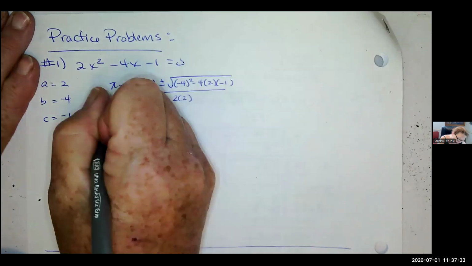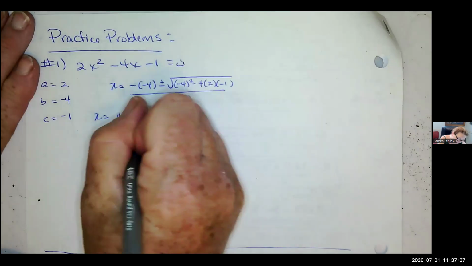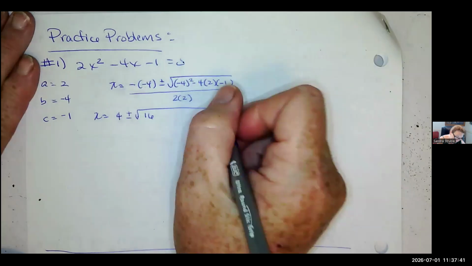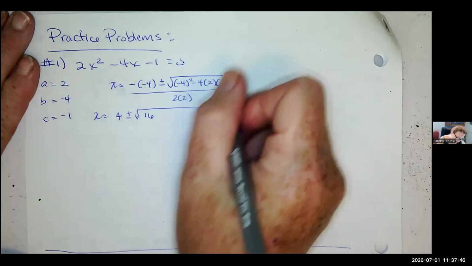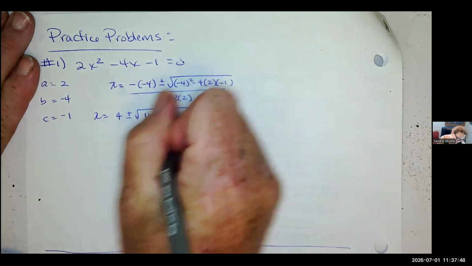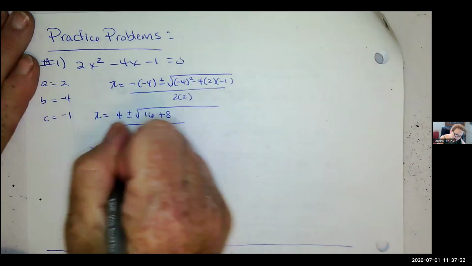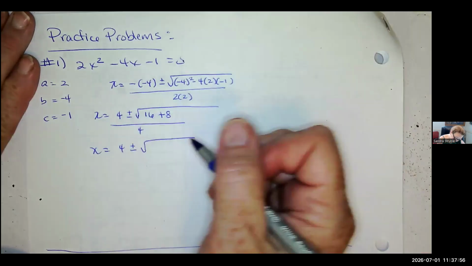Negative times a negative is a positive, plus or minus the square root. -4 squared is 16, positive 16. -4 times 2 is -8. And -8 times -1 is positive 8. 2 times 2 is 4. I'm sorry, 16 plus 8 is 24.